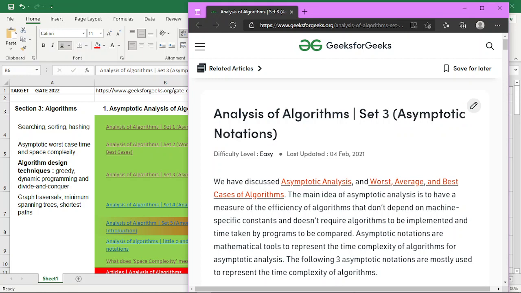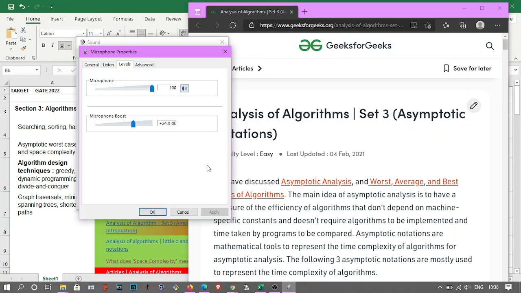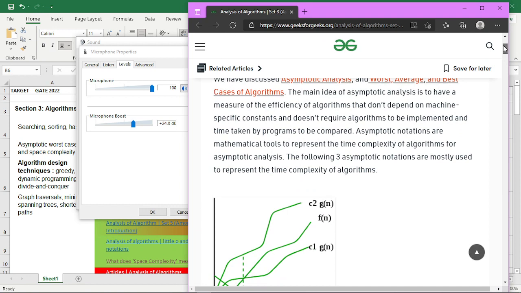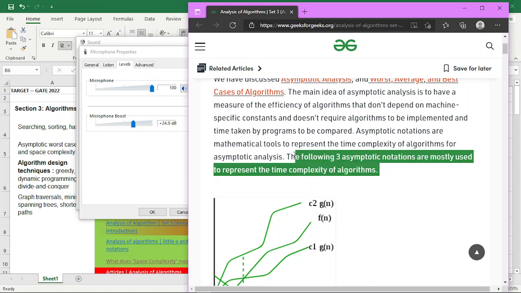Basically, asymptotic notations are mathematical representations of an algorithm's time complexity. Hence, they are used to compare algorithms' performance based on the mathematical representation. And there are three types of asymptotic notations.